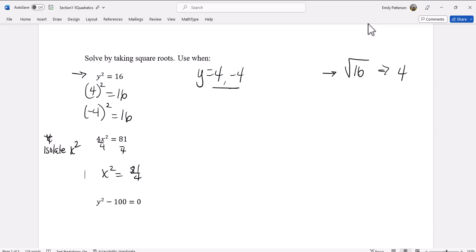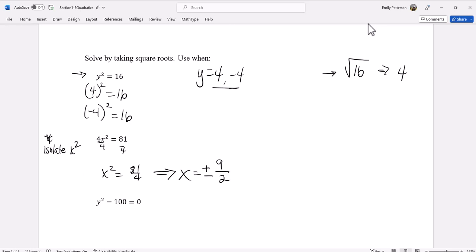And then what we do is we take the square root of both sides. So the square root of x squared is simply x. And then when we take the square root of a fraction, we can take the square root of the top over the square root of the bottom. And again, keep in mind that the answer is always the negative and positive of that answer.